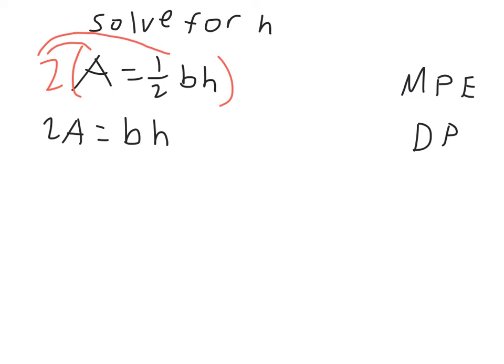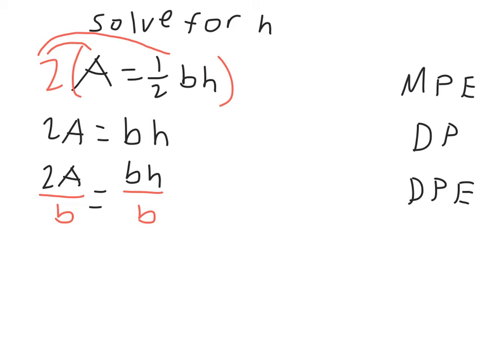So we'll take 2a and divide by b, and then that's equal to bh divided by b. Division property of equality. So on the left, well, you might say 2a over b. How do we reduce that? You don't. You just leave it. 2a over b.